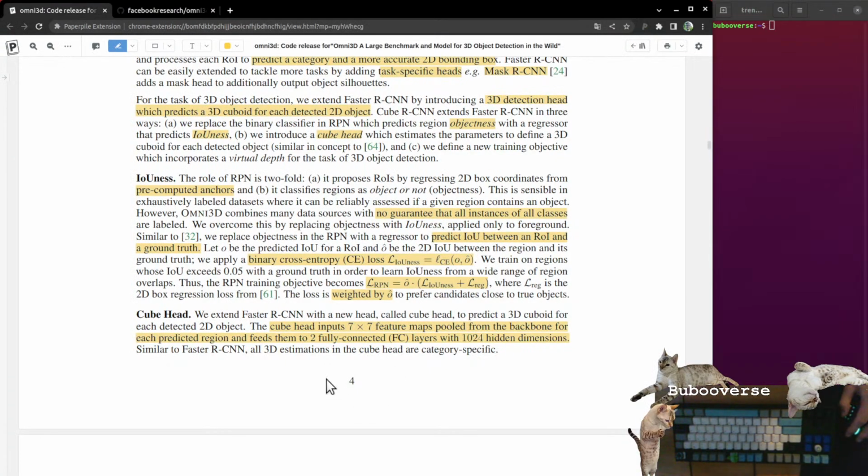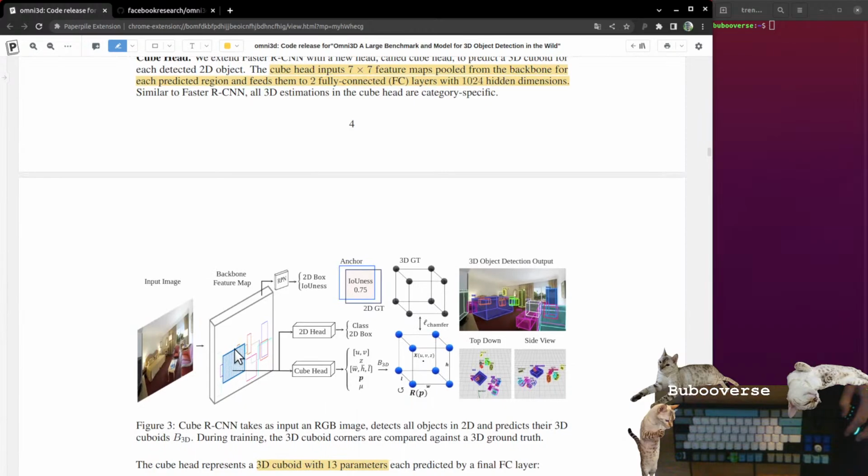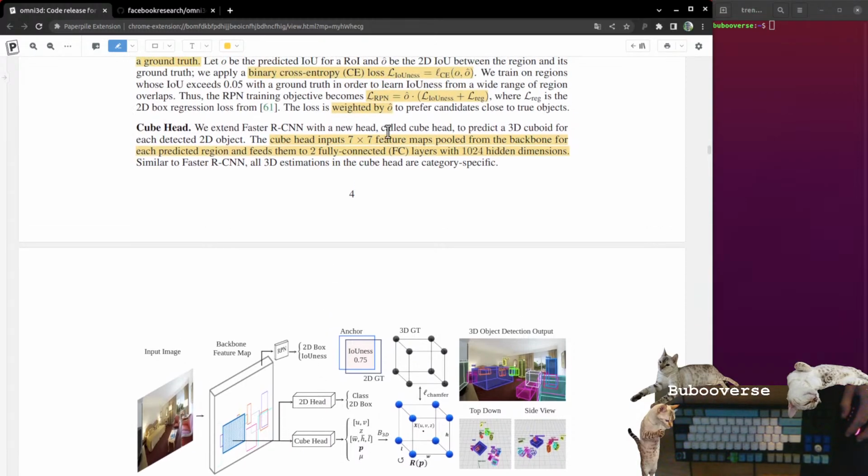They're saying we're going to take what comes out of this region proposal network. It's giving us this little box here. Maybe this is like 15 by 15, or probably more than that, 100 by 100. And that's way too many numbers to feed into a fully connected layer. So let's pool it down to a 7x7 feature map, and that's what will feed into the fully connected cube head.